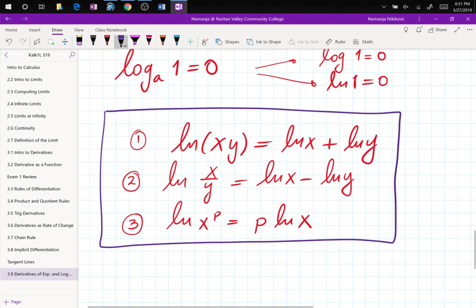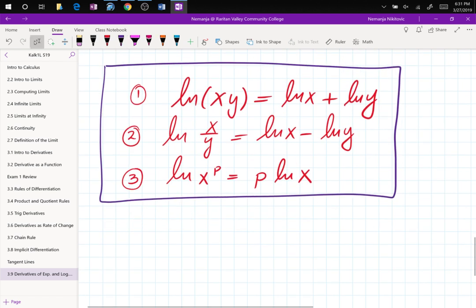What we need in calculus is expansion. So we need it backwards, right? So we need to be able to expand when you see a product, to write it as a sum of the two logs, when you see division as a difference of two logs, and when you see exponent on the entire argument.